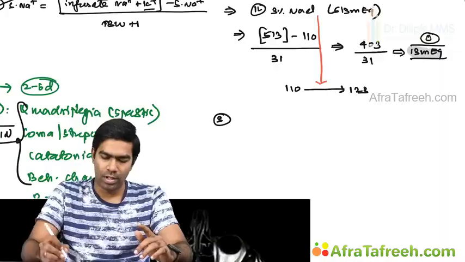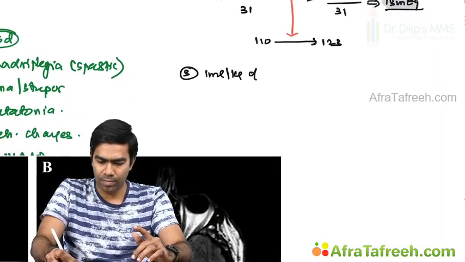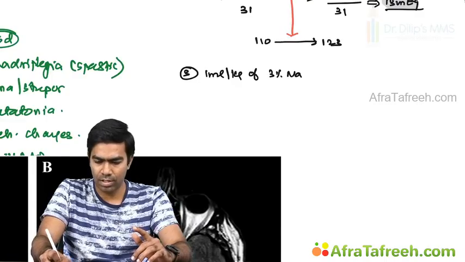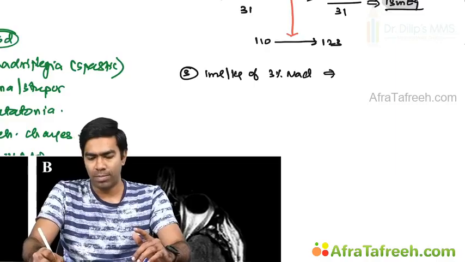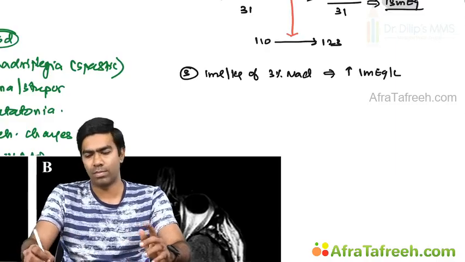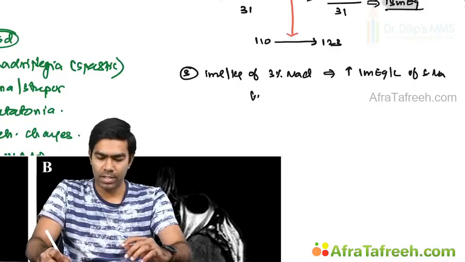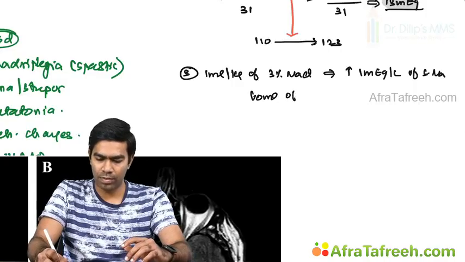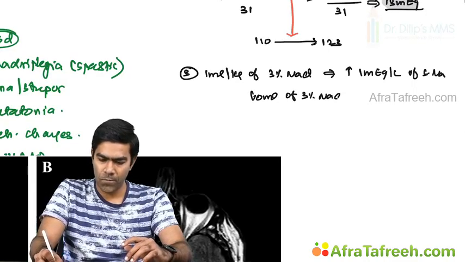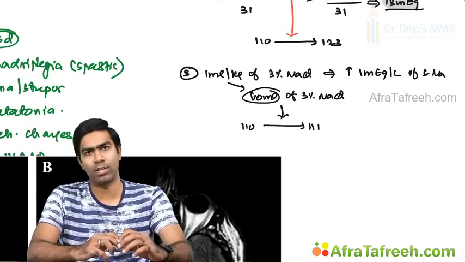Okay. Third formula also tells, if you give 1 ml per kilogram of 3% NaCl, I am going to result in a rise of 1 milliequivalent per liter of serum sodium. Clear? So which means in this patient, if I give 60 ml of 3% NaCl, his serum sodium will rise from 110 to 111, which means I am giving 1 ml per kilogram because it's a 60 kilogram patient.